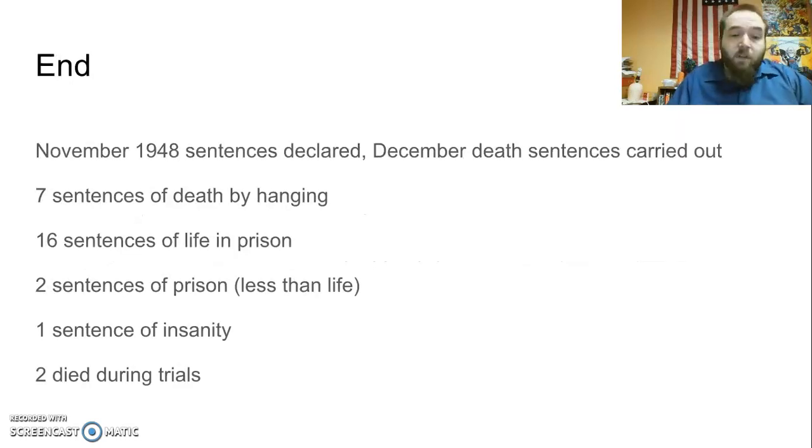It ends in '48. In November of '48, the sentences were declared. In December, that's when the death sentences were carried out. Seven people were hanged by the neck until dead, including Tojo himself. There were 16 sentences of life in prison, 2 sentences of less than life. Or sorry, not a sentence of insanity. One person was declared insane, and so he, more or less, was committed, and then not too long after that, he was released. Two people died during the trial.